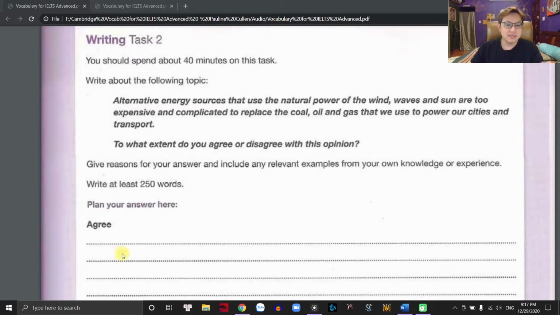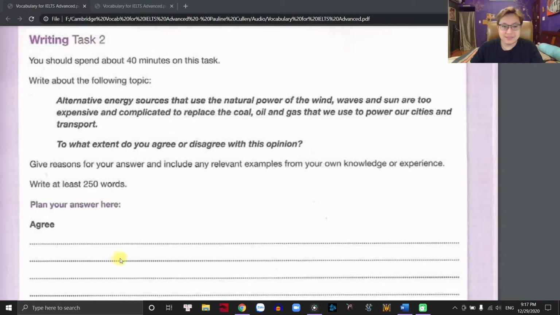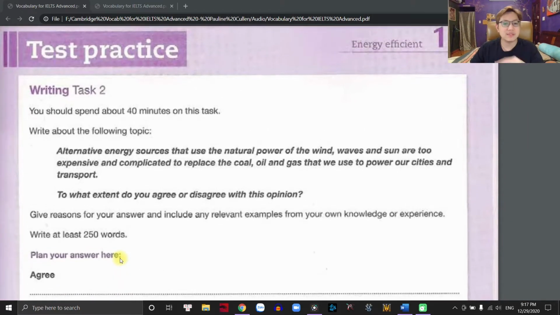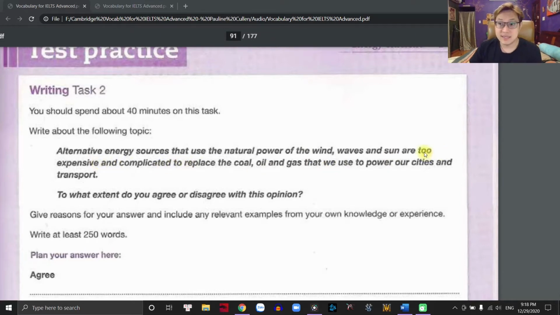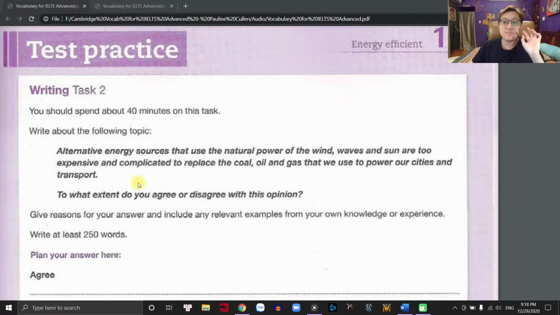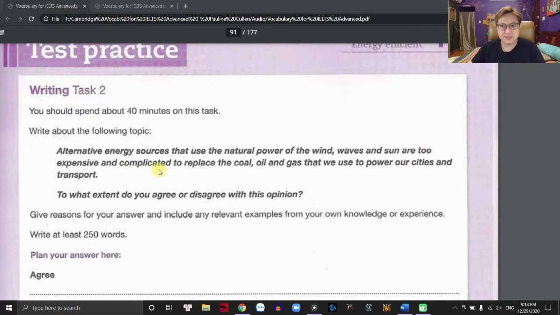Ok. Right, so basically let's try to analyze the question. Bây giờ chúng ta sẽ phân tích cái đề bài. Alternative energy sources that use natural power of the wind, waves, and sun. So they mentioned three things that need to be in the essay: wind power, wave power, and sun power. Nó có ba thứ nó cần phải nói đến trong bài, đó chính là gió, sóng và mặt trời. Mà nó nằm trong cái phần alternative energy sources nè. So basically these three belong to alternative energy sources. And then they say it's too expensive, and complicated means difficult. So you must mention these ideas as well. Đây là những cái keywords. These are keywords, okay? You must mention these things, or you should mention these things.